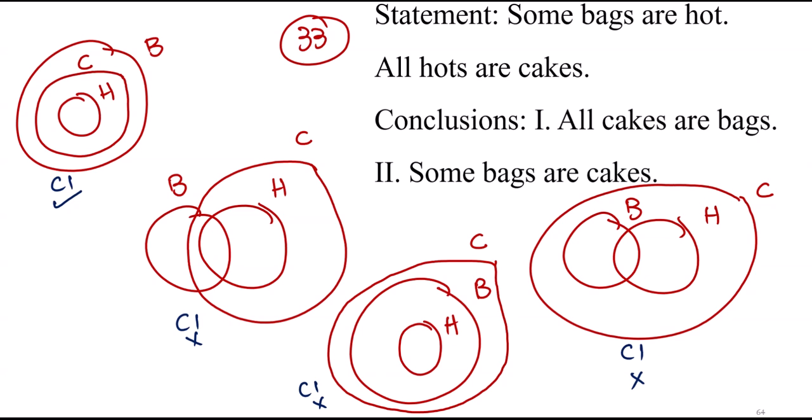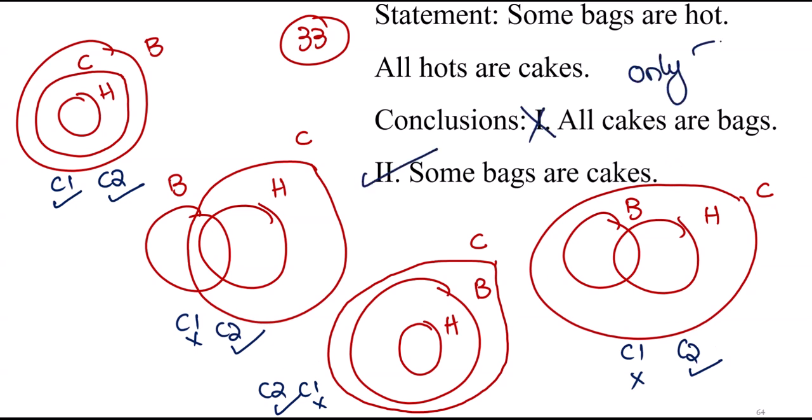So next one, some bags are cakes, true here. All bags are cakes also, some can be taken. When all is there, some can be taken, granted. So the second one is true in all cases. So only conclusion two follows is your answer.